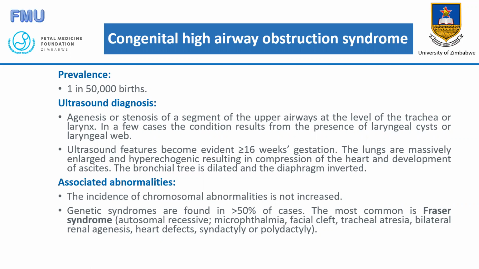In this condition, the bronchial tree is dilated and the diaphragm is inverted. Inverted means the diaphragm is sort of pushed downwards and the convex part of the diaphragm is facing the abdomen instead of it facing the lungs because of the over-distension due to the obstruction of the upper airway. Upper airway obstruction causes lungs to over-inflate. This is why things look like this.